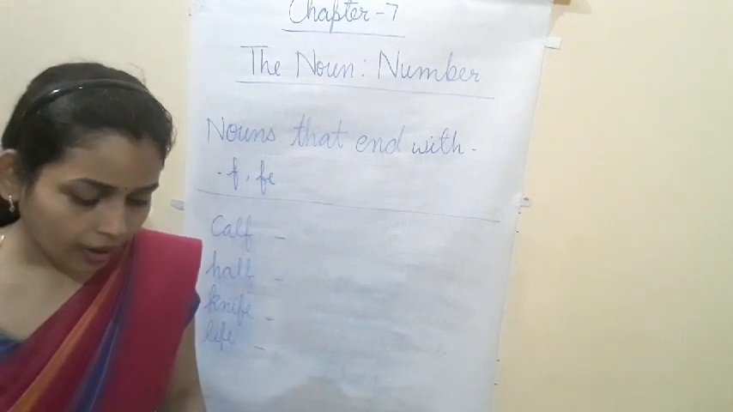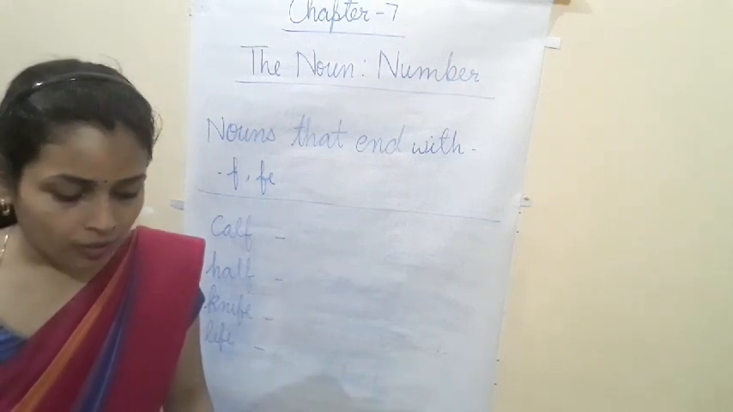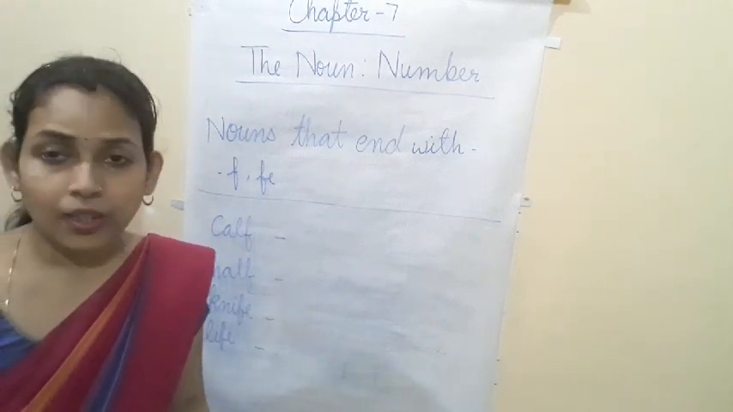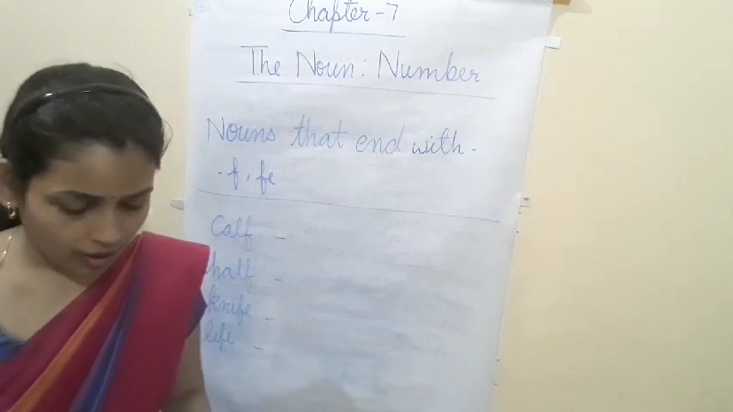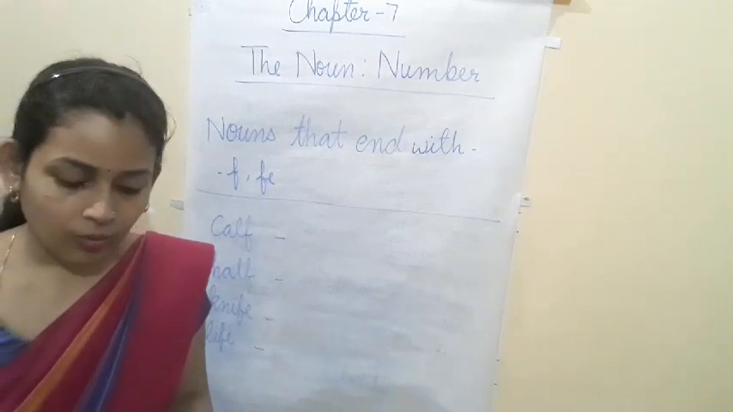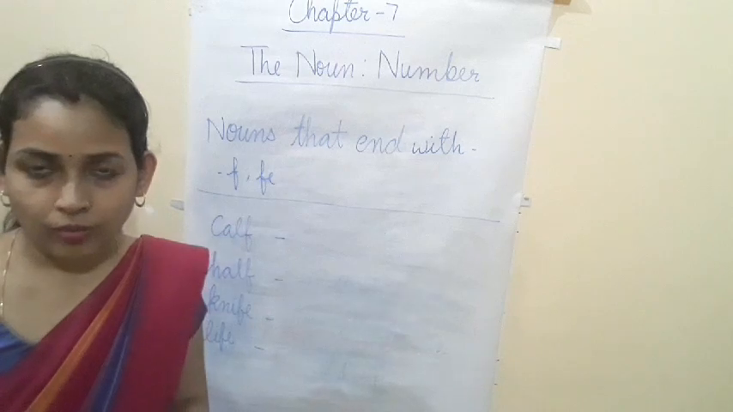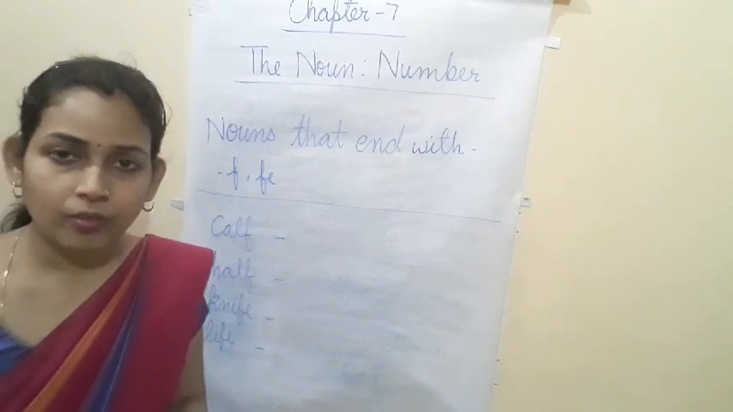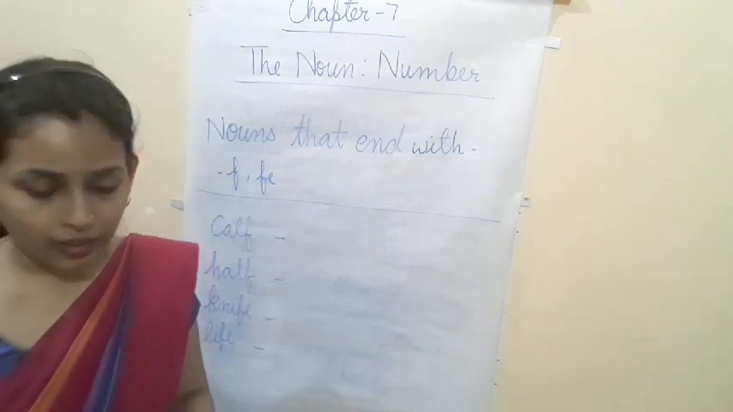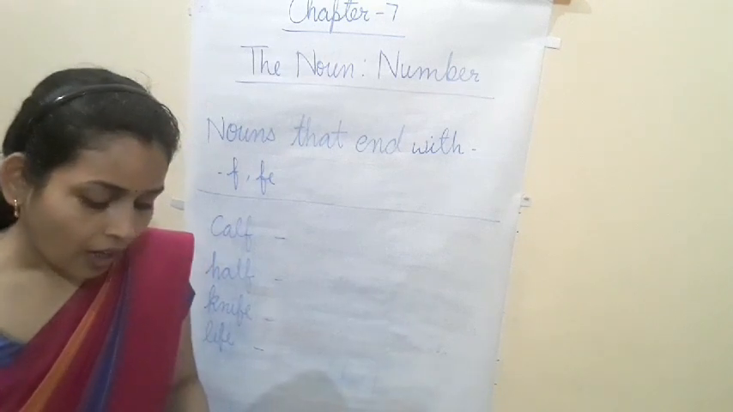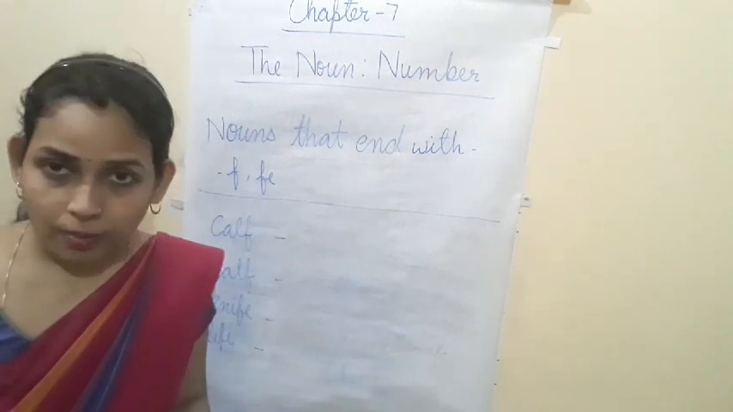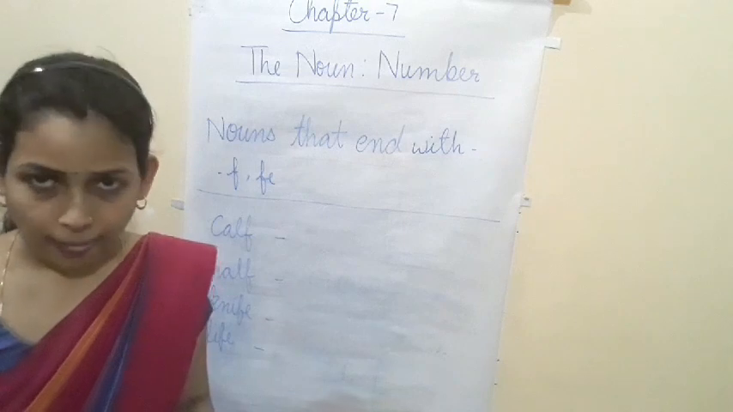And we studied nouns that end with ch, sh, s, double s or x. We already studied nouns that end with y with a consonant. What do we add? We drop y and add ies. And for nouns that end with vowel plus y, we add only s.